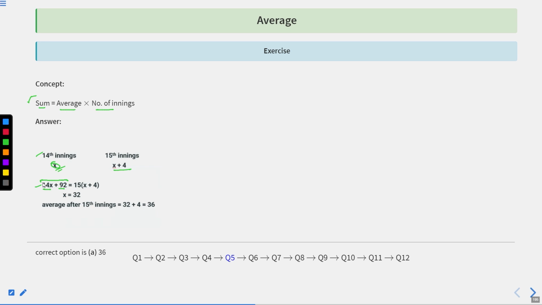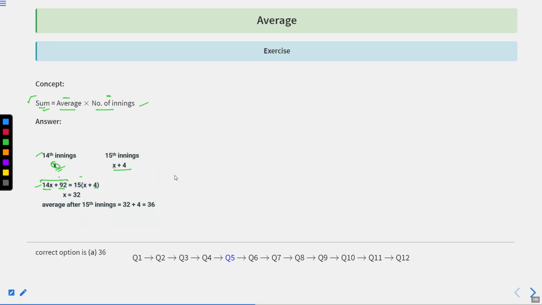And also, it is given that after the 15th inning, his batting average is x plus 4. So again, using this formula, x plus 4 is the average and the number of innings will be 15. So to know the sum, it will be 15 times x plus 4. So that means these two things can be set equal to each other, correct? Because both of them represent the total number of runs he scored till the 15th inning, including the 15th inning.